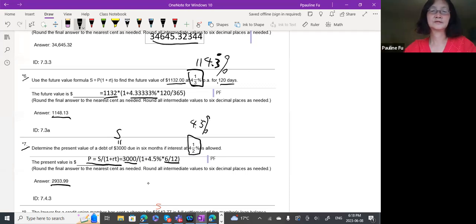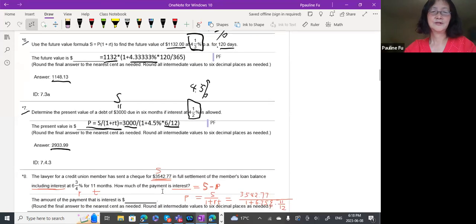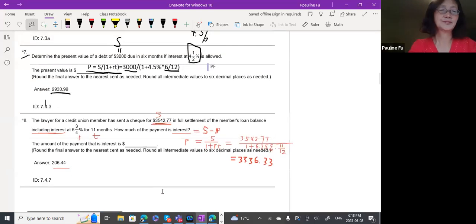Questions? Right. Question 8. The lawyer for credit union member has sent a check for $3542.77 in full settlement of member's loan balance, including interest, at 6 3/4% for 11 months. How much of the payment is the interest?